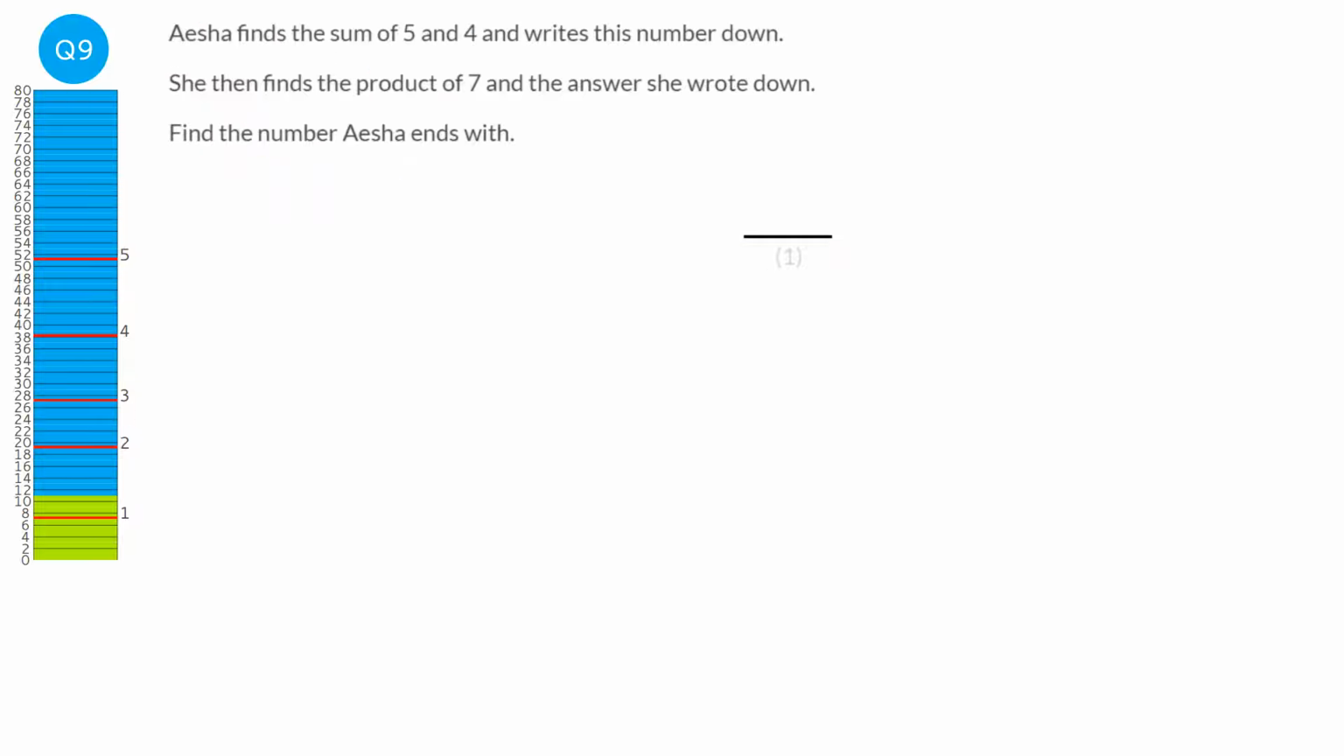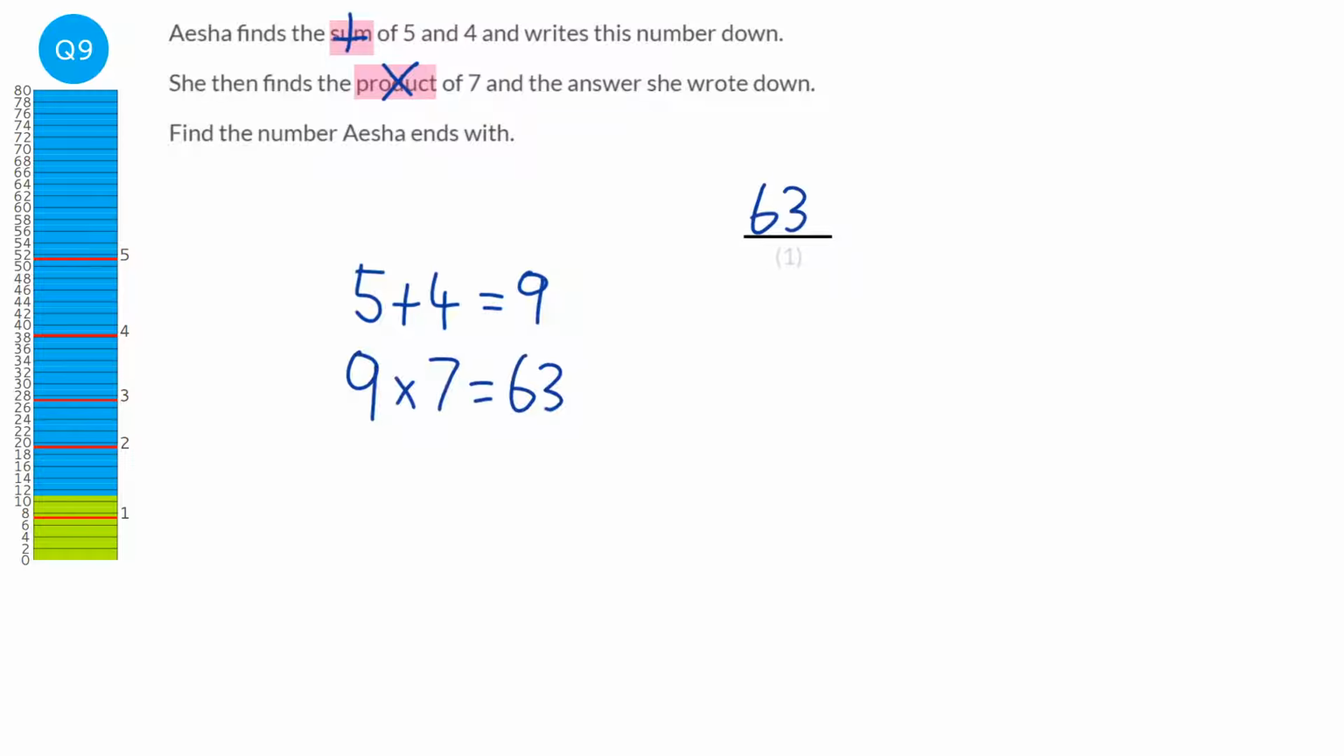For this question, it's really important that we understand what the words sum and product mean. Now, sum just means add, and product just means times. So we're going to start by adding the 5 and the 4. So that will equal 9. And then what we're going to do is find the product of 9 and 7. So we're going to multiply them together. 9 times 7, which is 63. So our answer is 63.